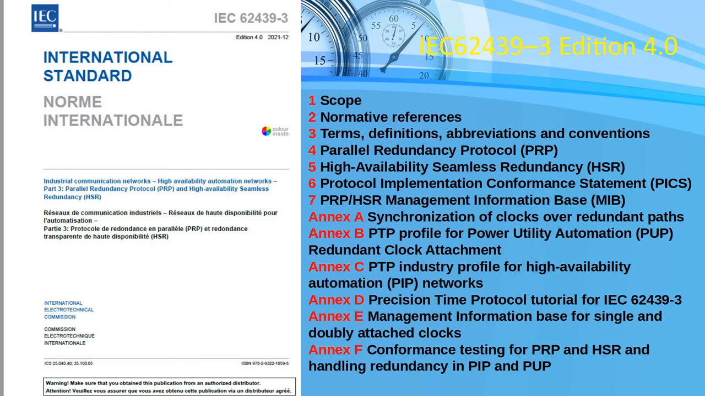Annex F, conformance test for PRP and HSR, and handling redundancy in the high availability automation network, and also for the redundant clock attachment.